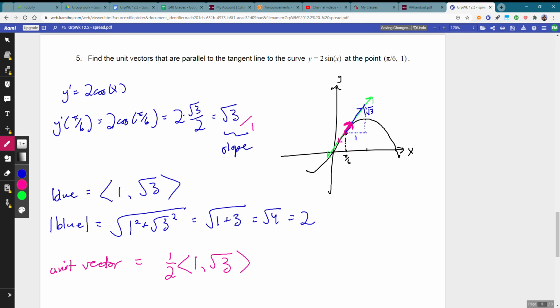Notice to get our other unit vector, we just need to flip the direction, and we can do that by scaling this by a negative 1. And so if we want, we can just say our 2 unit vectors are plus and minus this vector right here.